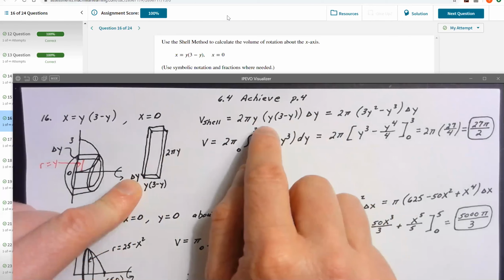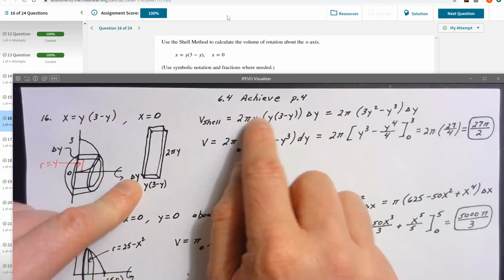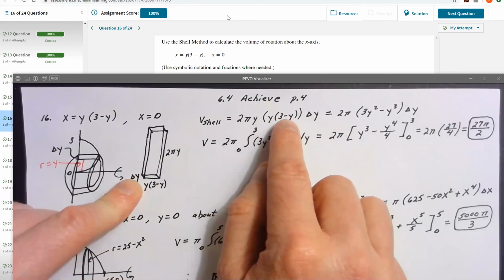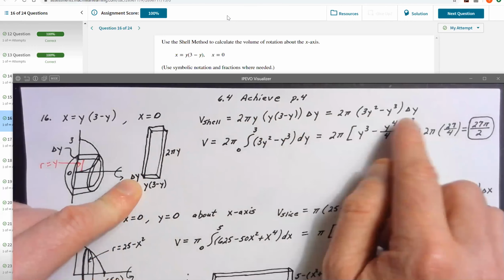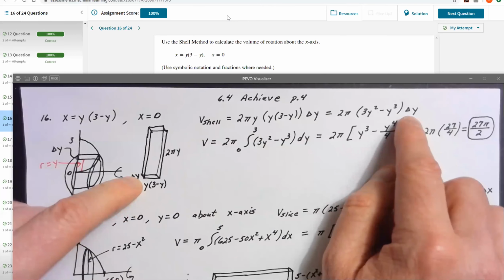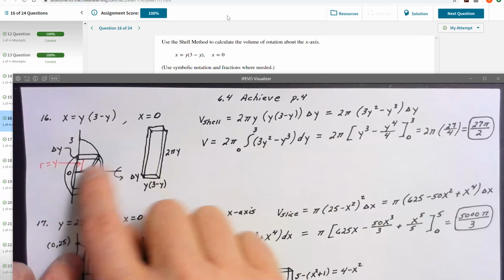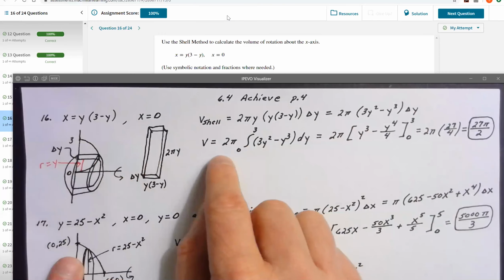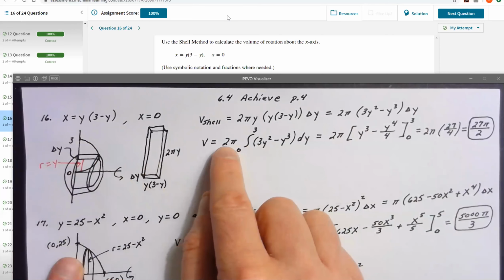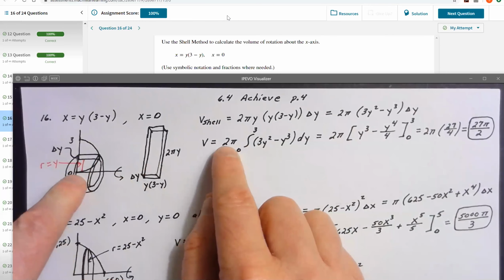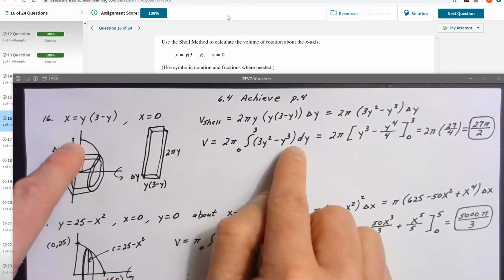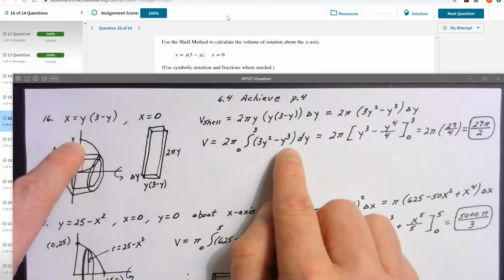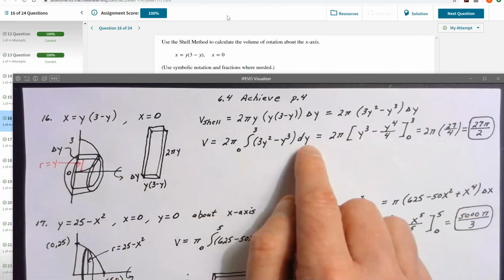All I've done in this step is multiply the y times the 3 minus y to get 3y squared minus y cubed. Of course, I'm still multiplying by 2 pi and delta y to form the volume of the shell. That's the formula for one shell. Then the entire rotated solid's volume is going to be 2 pi times the integral from where the shells begin to where the shells end, 0 to 3, of our formula, 3y squared minus y cubed, integrated with respect to y.